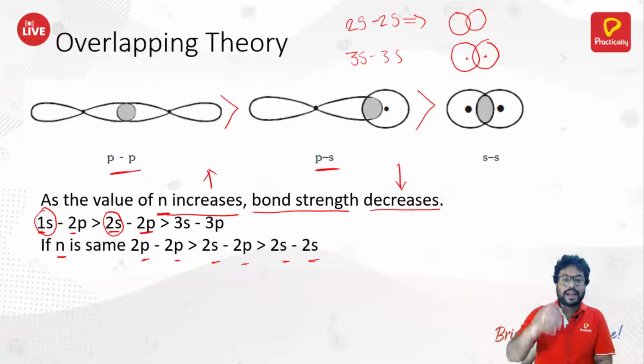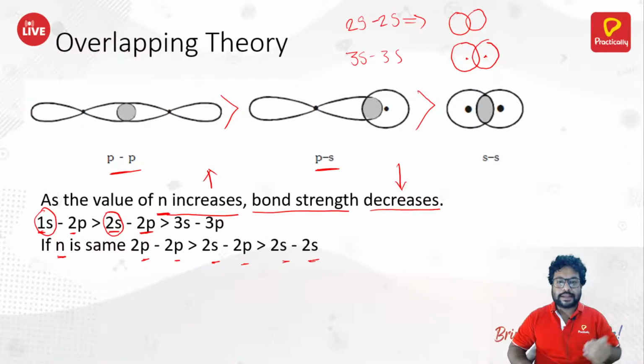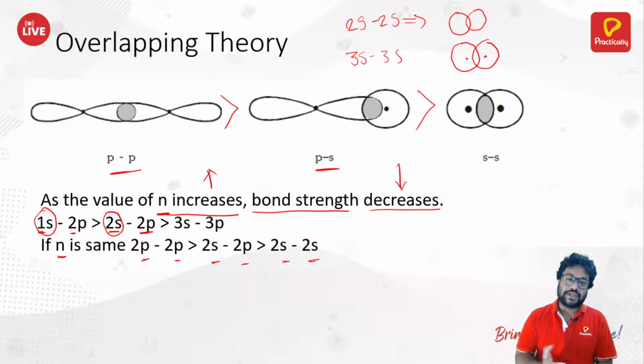So the bottom line of overlapping theory is that higher the number of directional orbitals, higher will be the extent of overlapping, stronger will be the bond. That is when n is the same. If n is different, then the overlapping orbital which has a smaller n would have a higher extent of overlapping, and hence a stronger bond. So that is what overlapping theory tells you overall. Okay, sure. Moving ahead.